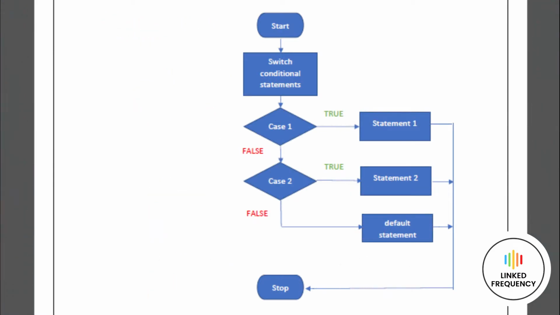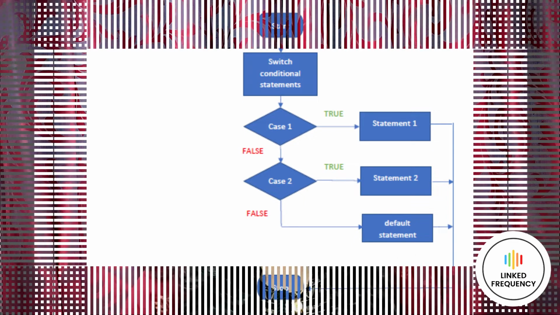Then, moving on to understanding the flowchart of the switch statement. So, here you can see there is an expression for the switch statement and then it checks for case 1. If case 1 is satisfied, then statement 1 will be executed. If case 2 is satisfied, then statement 2 will be executed. If none of the cases are satisfied, then we have the default statement which will be executed and then the program terminates. So, this was all about the 4 types of conditional statements.